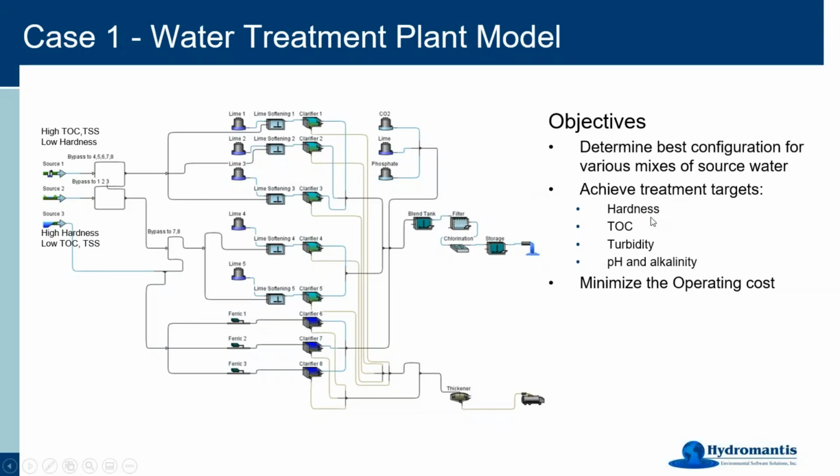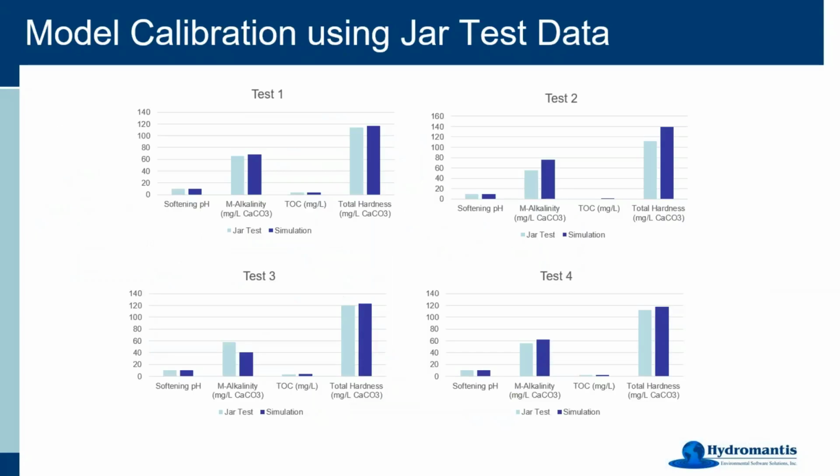So the main objective of this one was to find the best configuration and at the same time try to achieve some of the targets with respect to hardness, TOC, turbidity, pH, and alkalinity, while minimizing the operating cost. Operating cost was one of the key considerations: we don't want to add too many chemicals, and we want to keep the cost at the lowest. That was the principal consideration in this exercise. After setting up the model, of course, the first and foremost consideration was how well we are predicting with the model.